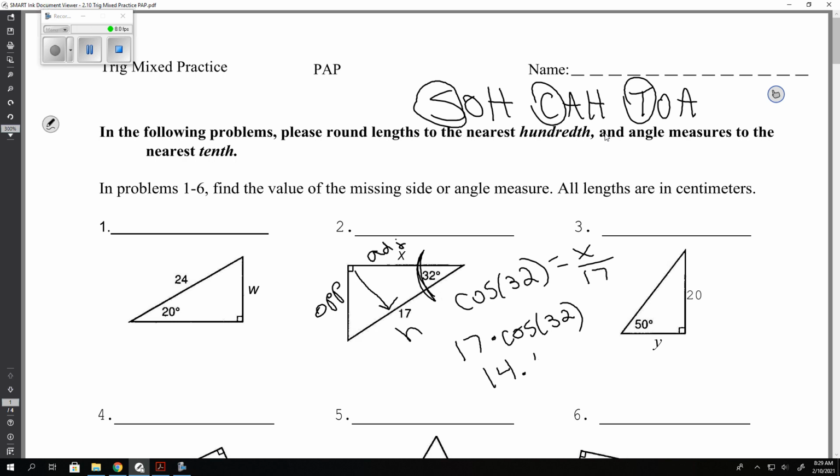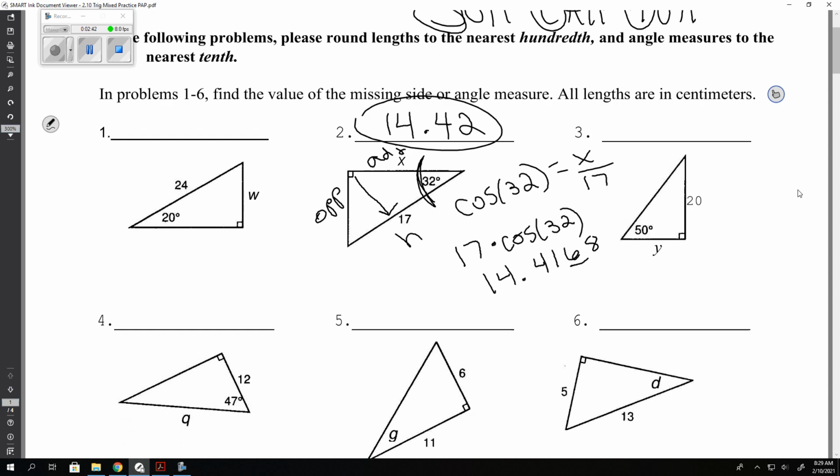14.416, right? And there's an 8 on the end. But to round to the hundreds, we look at the third one there, the 6, yes? What's going to happen to the 1? It's going to go up. So it would be 14.42. There we go. Easy enough, right? Okay. So that's missing sides. And then you all know how to do the other ones too.